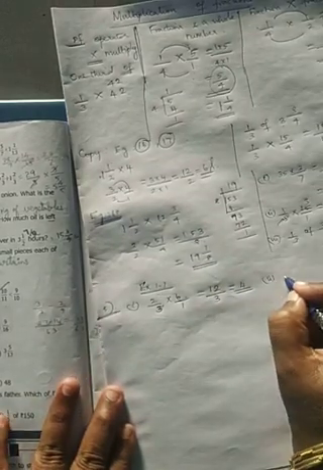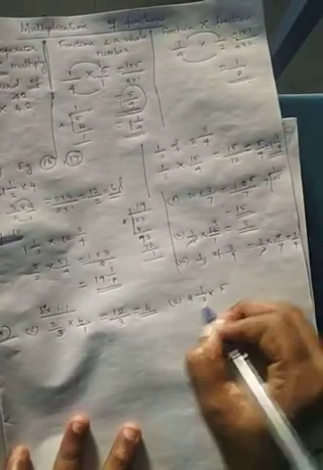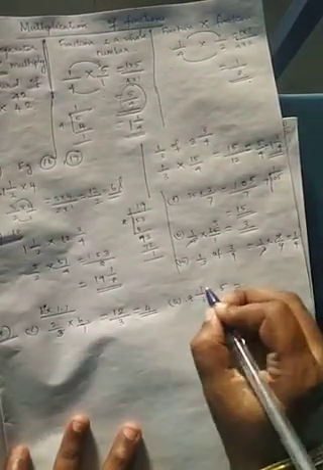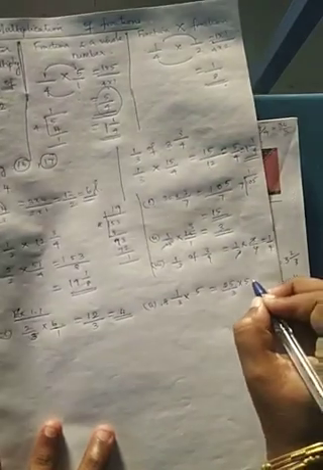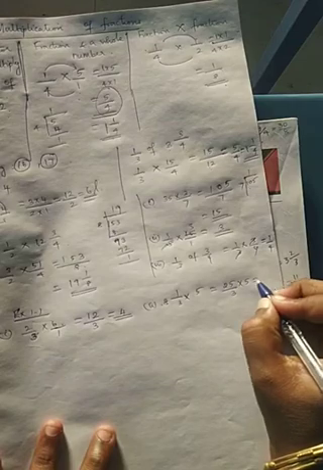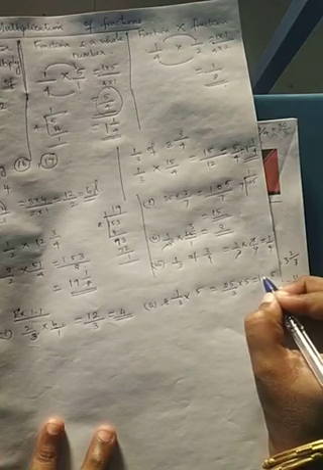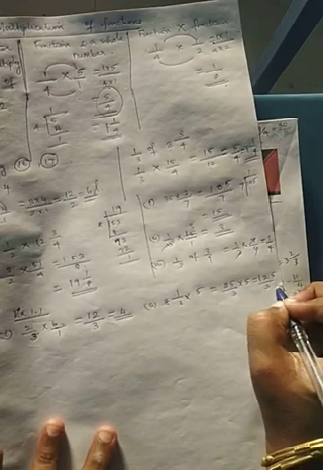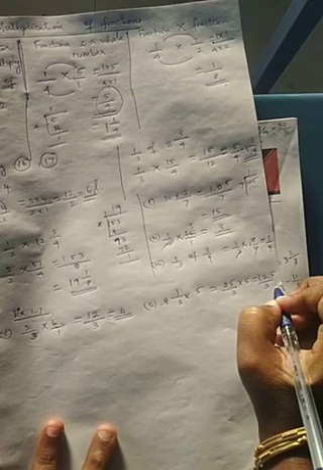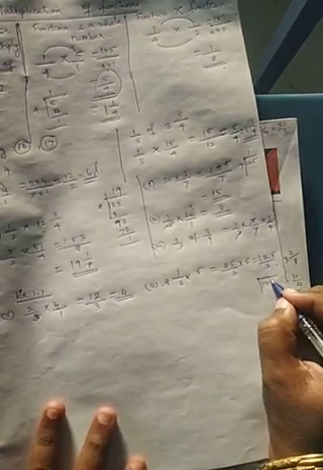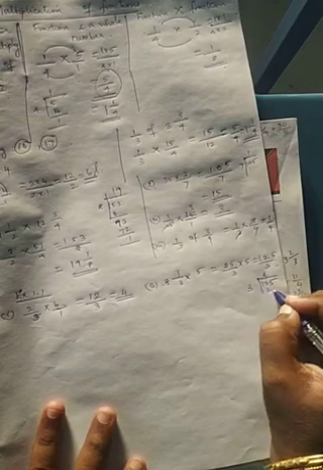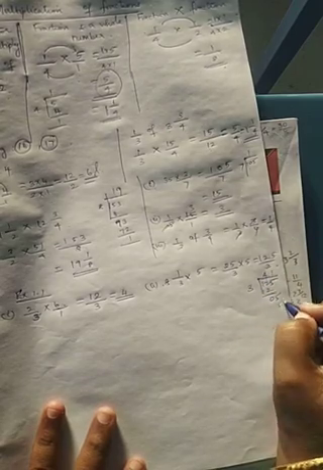Coming to the second one, 8 1 by 3 into 5. That is 8 3s are 24 plus 1, 25 by 3 into 5, which is equal to 5 5s are 25, 125 by 3. Okay, so you can convert this. 125 divided by 3, 4 3s are 12, 5, 1 3 is 3, remainder 2.